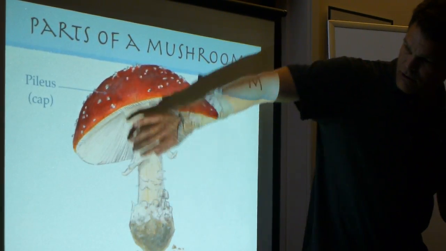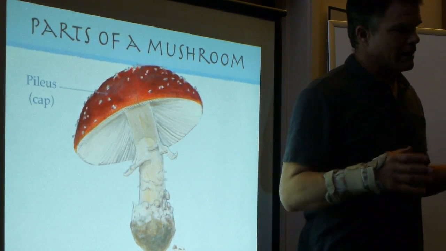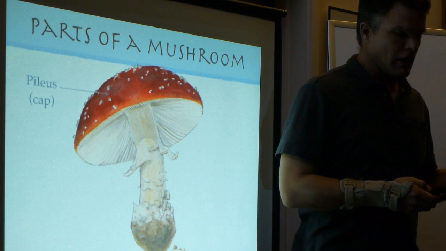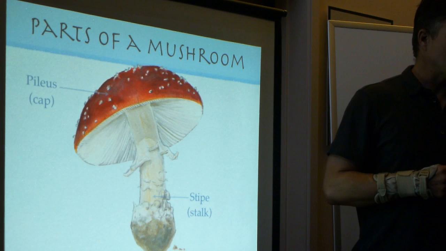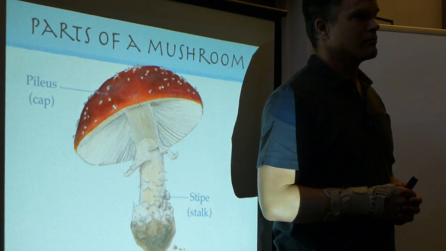And then there's this stem-like thing that is holding it up. This stem-like thing, they tend not to call a stem because that confuses it with plant words. So it's called either a stalk or a stipe. Usually the mycology people will call it a stipe. So we have the stipe holding up the cap.